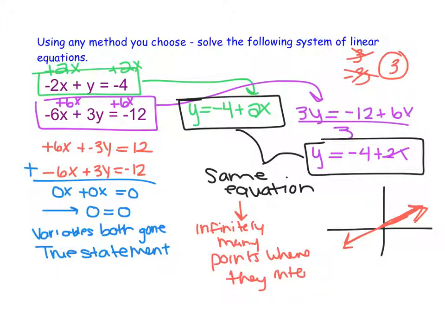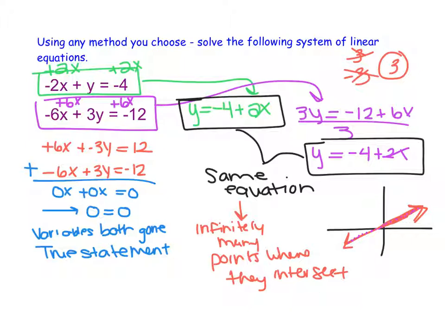where they intersect. Because ultimately these two lines lie on top of each other. So here's a point, here's a point, here's a point, here's a point. These are all points where these two lines intersect, and there are an infinite number going forever to the left and forever to the right.